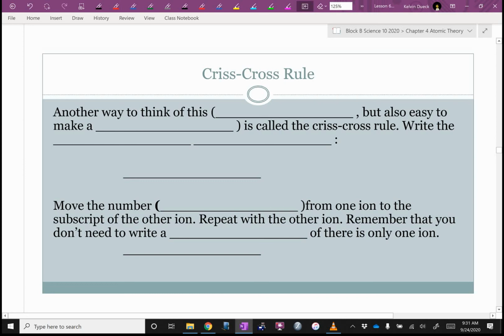So another way to think of this, easier, but also easy to make a mistake, is called the crisscross rule. And the crisscross rule says this.